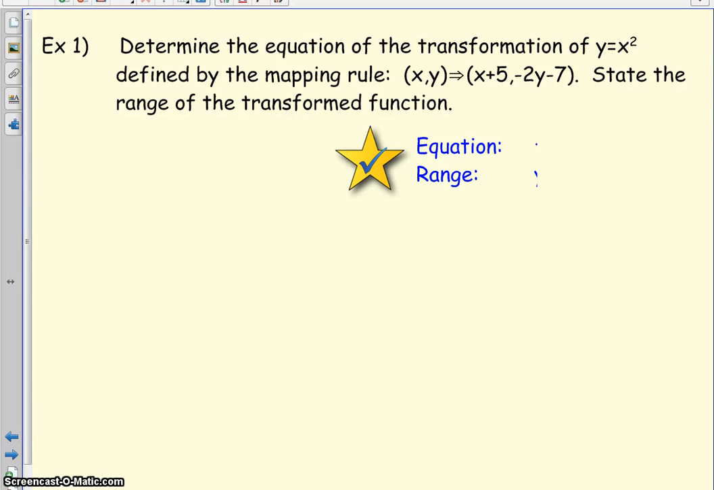Okay, so take it piece by piece here. It wants us to state the range, but in order to state the range, we have to know what our equation is so we can get some key information there. Okay, so let's think about this for a second, see what we can do.